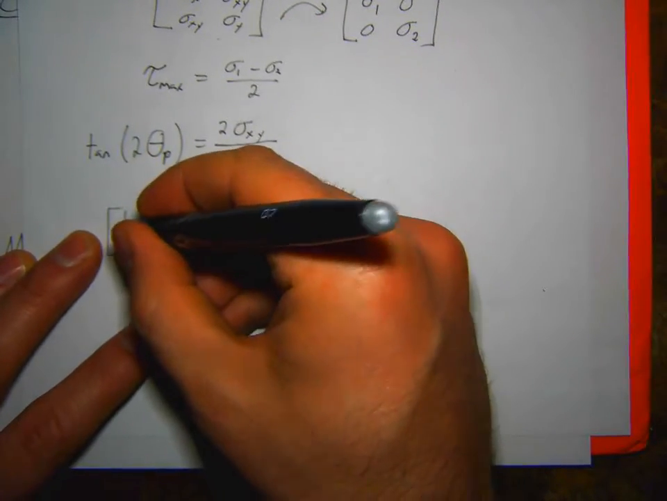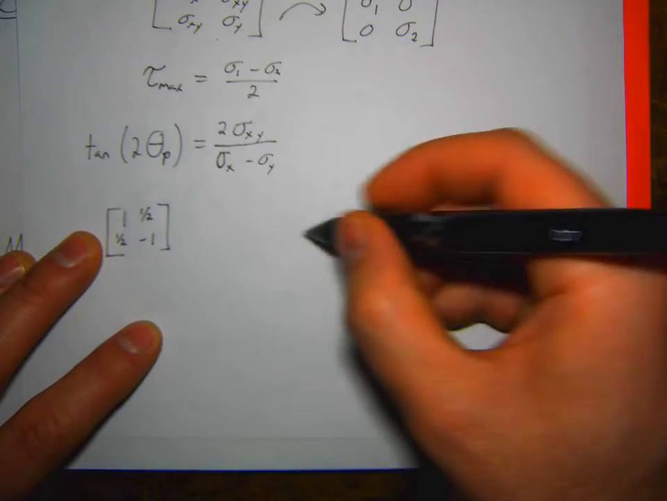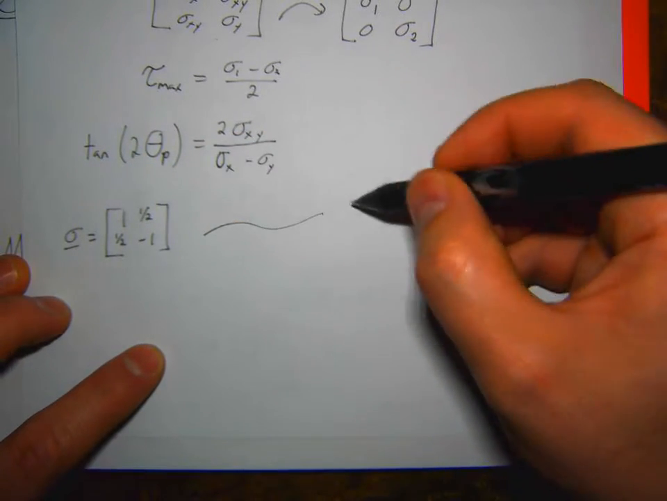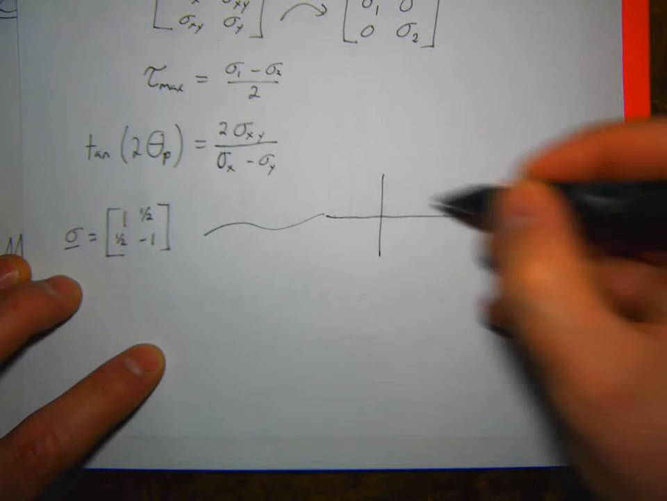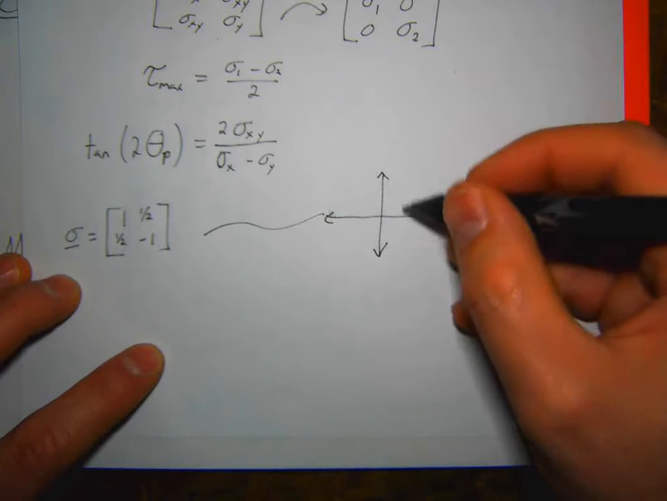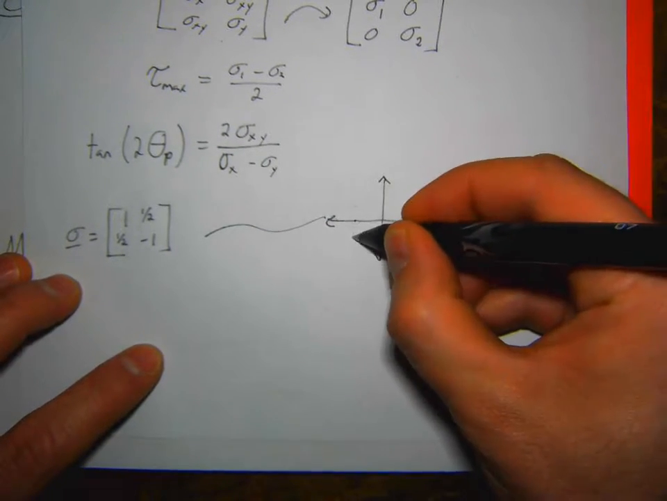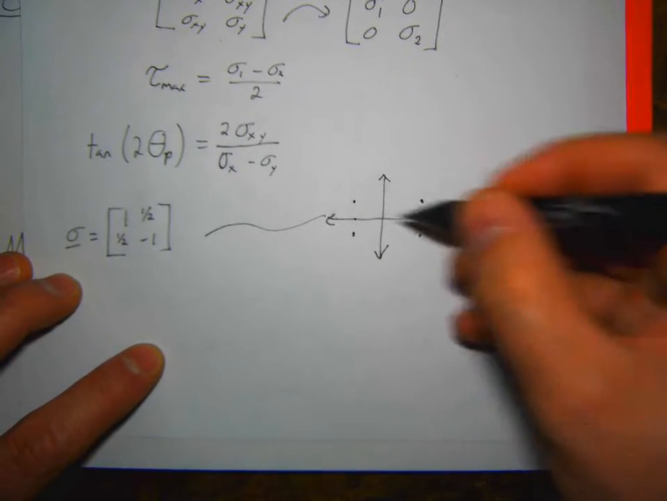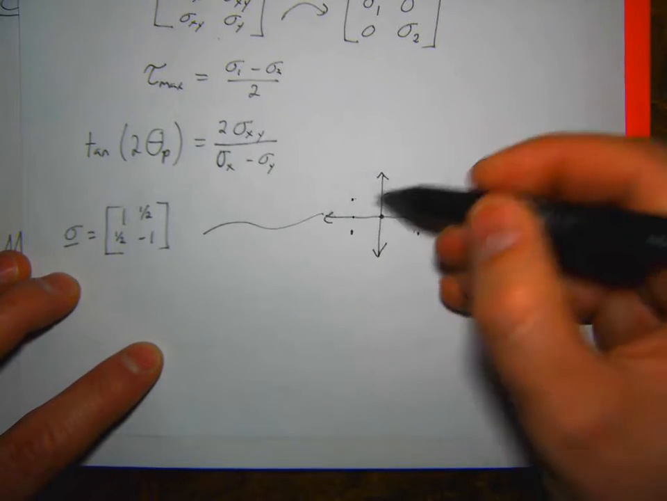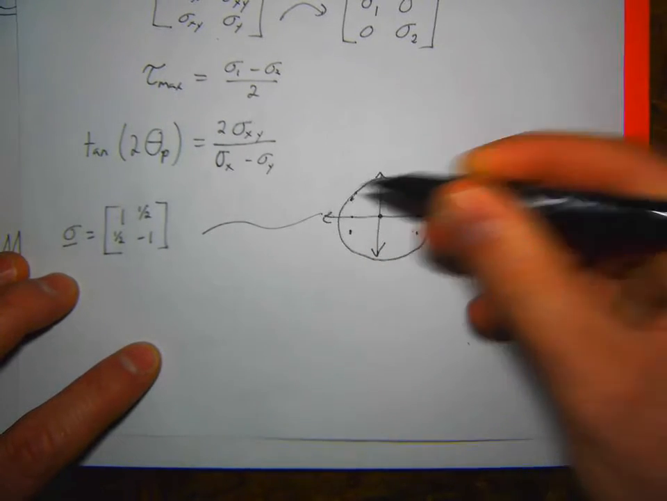1, 1, 1, negative 1, and 1 half. Something like that. I could draw this out as a circle. I would put my x is positive 1, 1 half, my y is negative 1, 1 half, and I would get the points of my circle. I could find the midpoint of that and say my center is at zero and draw out a circle from there. That would look something like this.